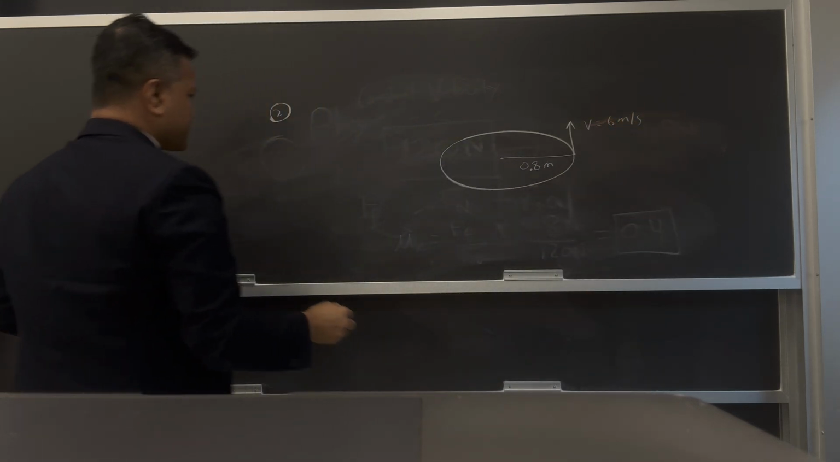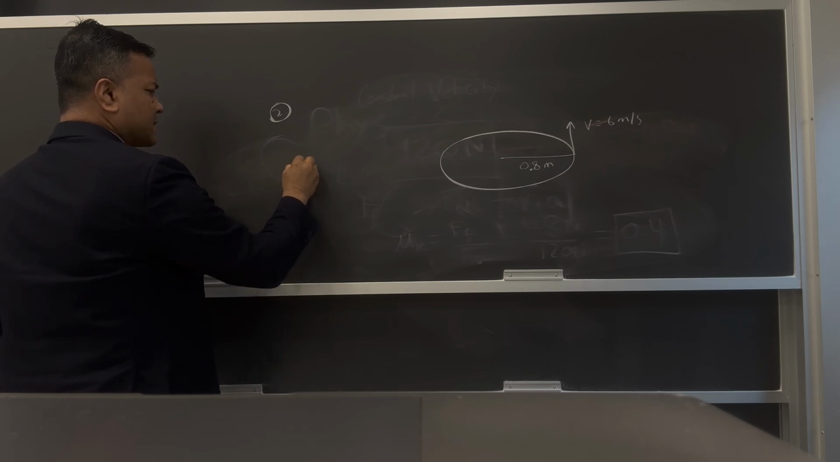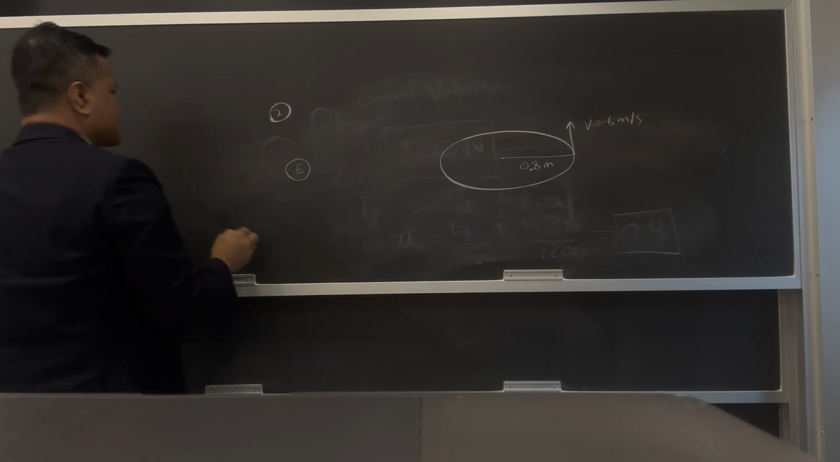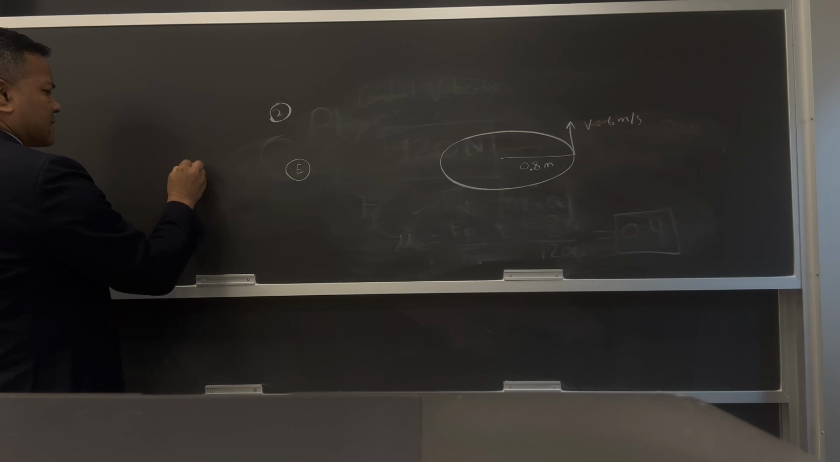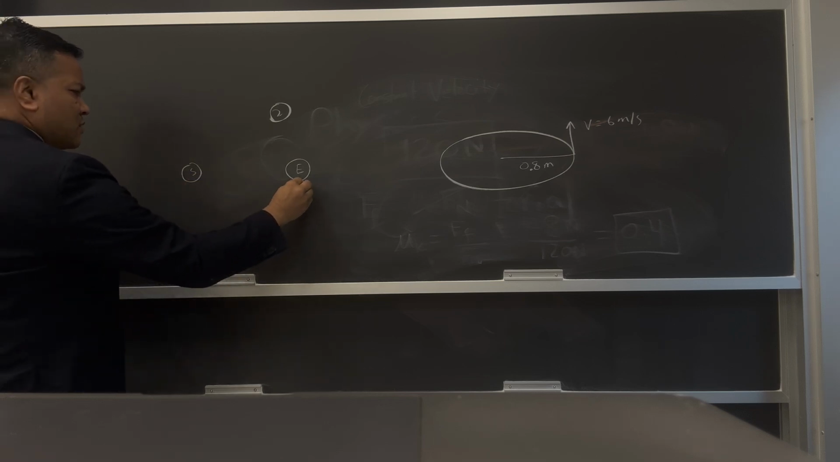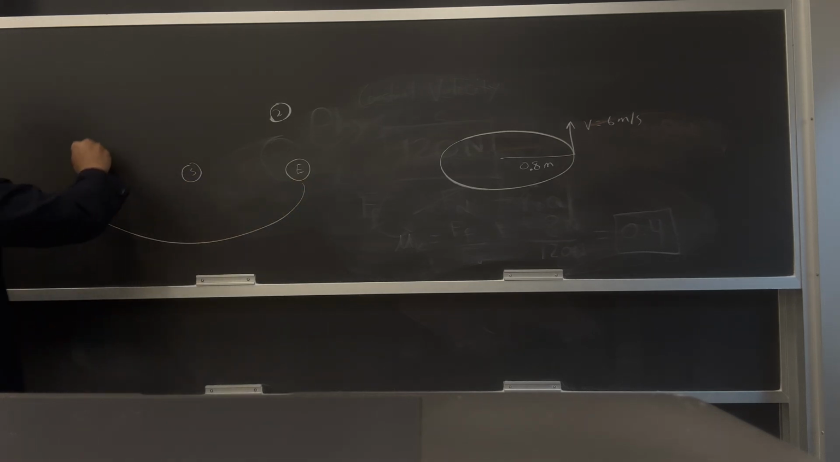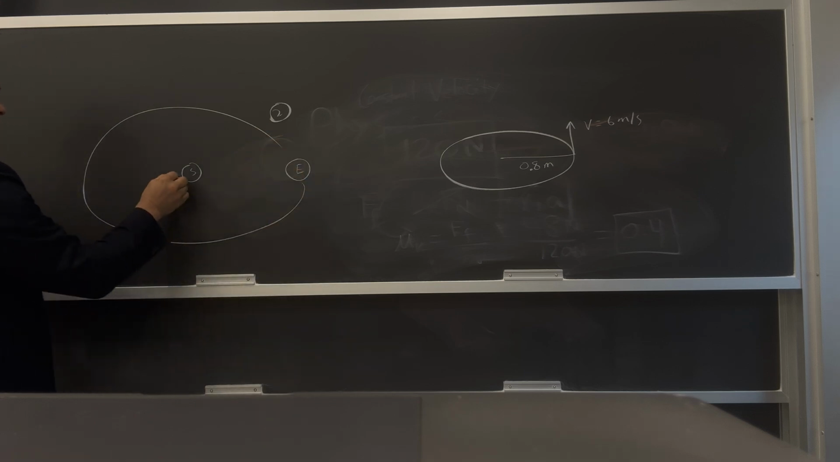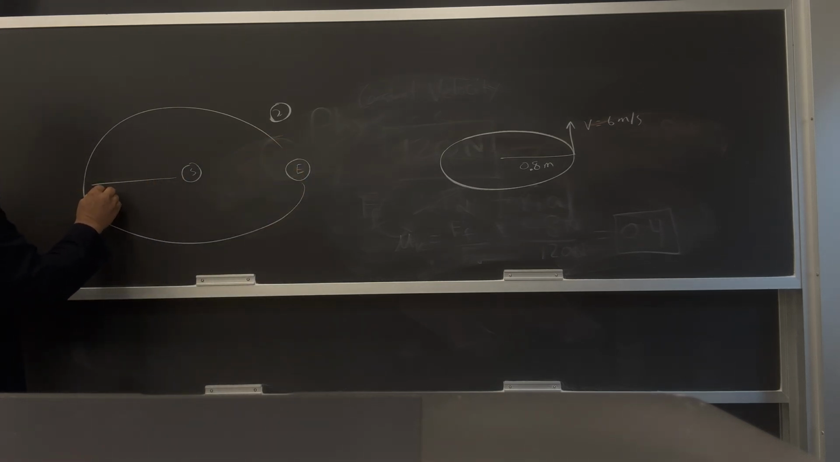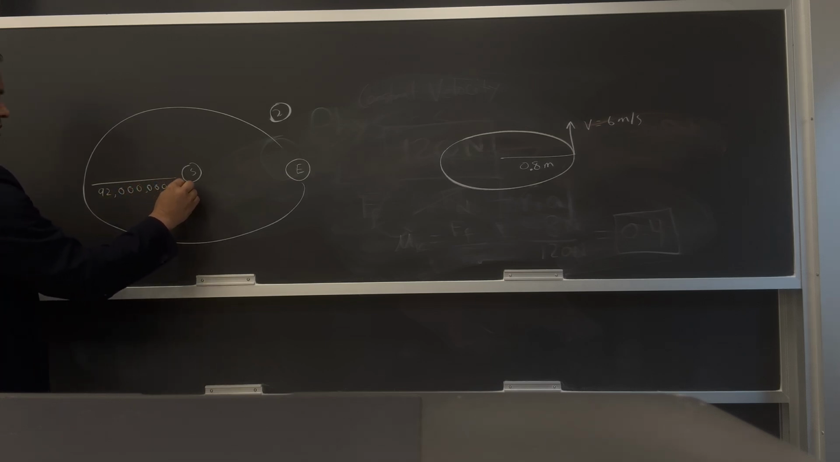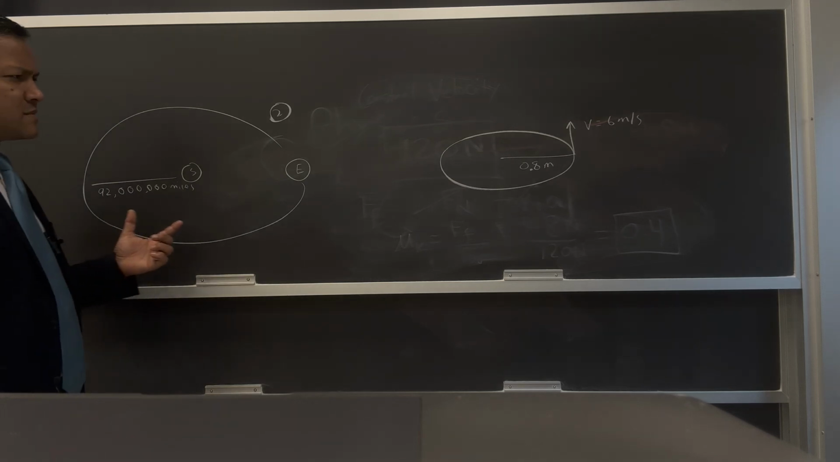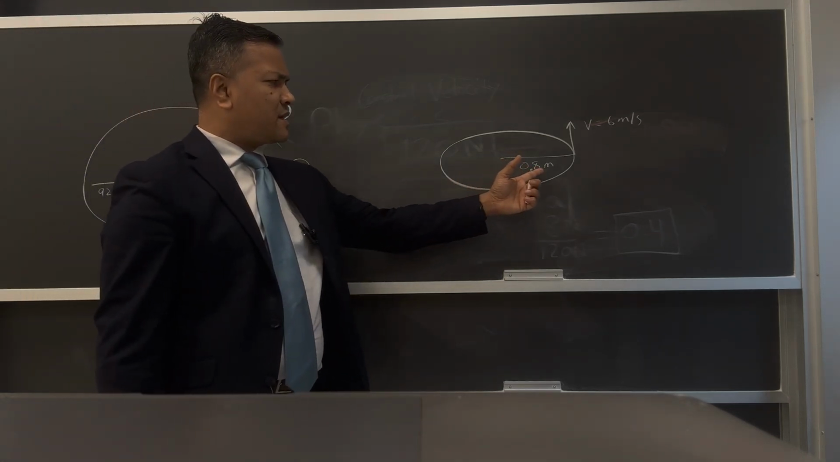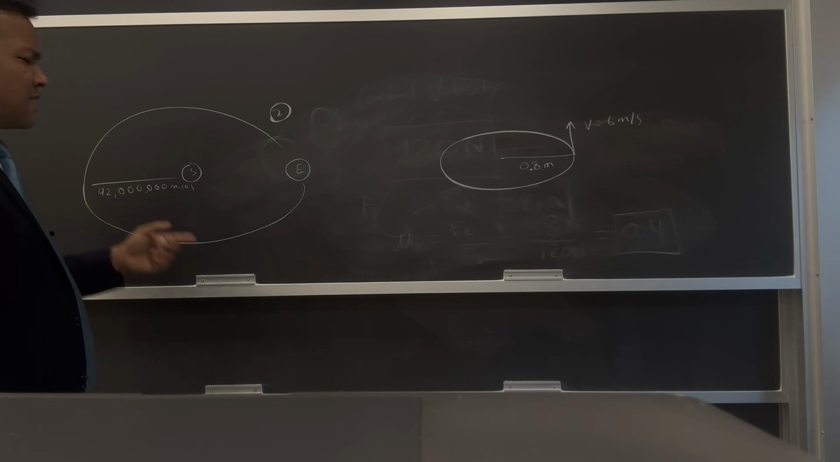The earth is doing the same thing. This is the earth and this is the sun. So the earth moves around the sun. Of course, the radius is a little bigger. How much? 92 million miles. So what are the differences between 0.8 meter and 92 million miles?